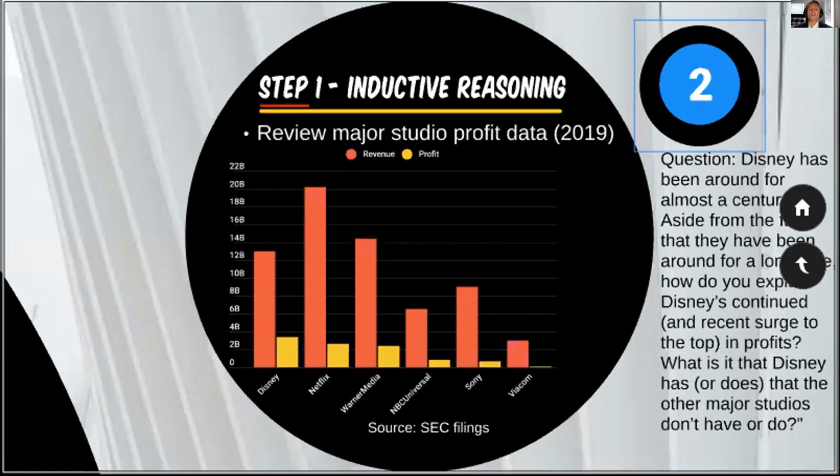Then, on the discussion board, they're asked to consider what is it about Disney that allows them to be successful. So you can see the red bars are revenue and the yellow bar is profit. Disney makes the most profit out of all of their major studios, or did in 2019. And so what is it that allows them to be successful? Why is Disney different?